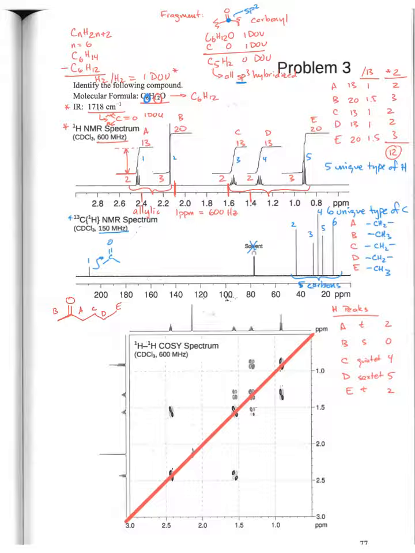We said that C has 4 neighbors, and we can see that from the adjacent methylene groups. D has 5. That's the CH3 of E and the CH2 of C. So this would be, at this point, a structural claim. And so what we're ending up with is a ketone, the name of which, it has 6 carbons, so it's a hexane derivative. The carbonyl is at position 2, so we're going to call it 2-hexanone.